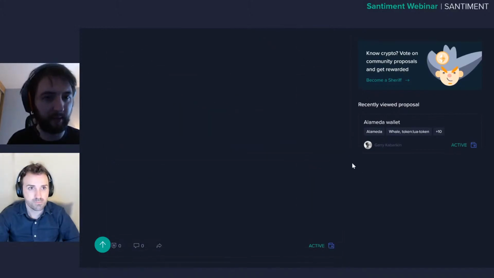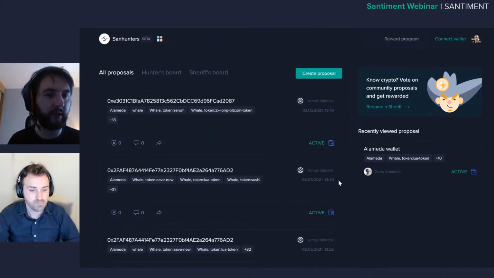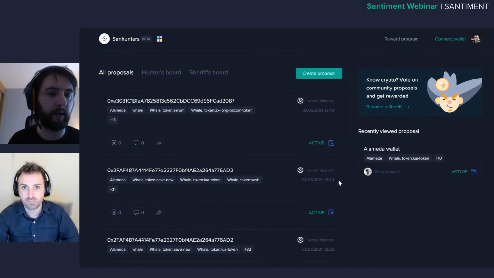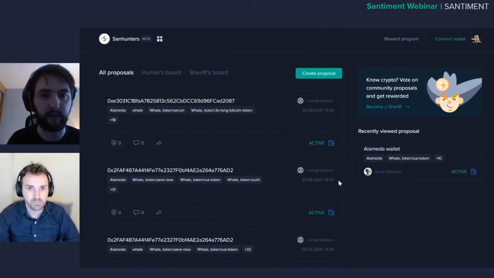can create a proposal and say, look, I'm aware that there are 4 or 5 Uni-treasury wallets that are currently on the Ethereum network. These are their addresses, or this is the total list of addresses. And then other people in the community can vote on your proposal. If they agree that this is a legitimate proposal and that the addresses check out as belonging to Uniswap, both you and the people that have voted for your proposal get rewarded in SAND tokens.